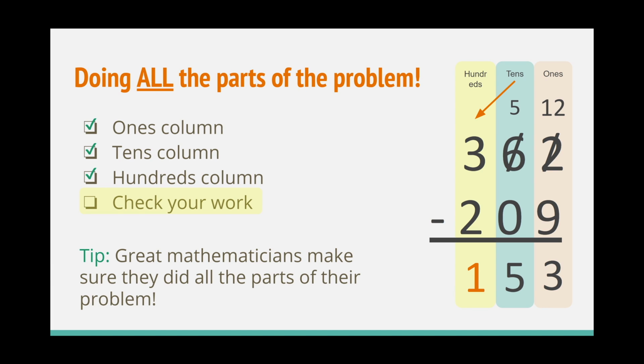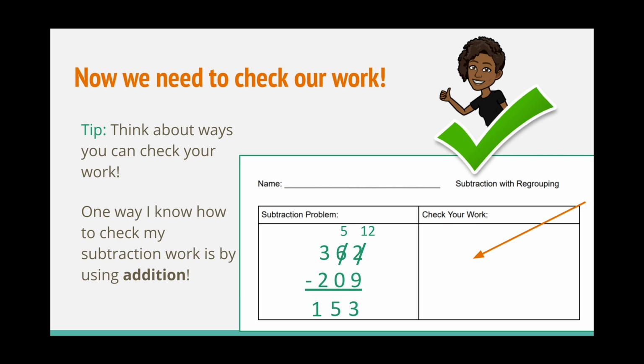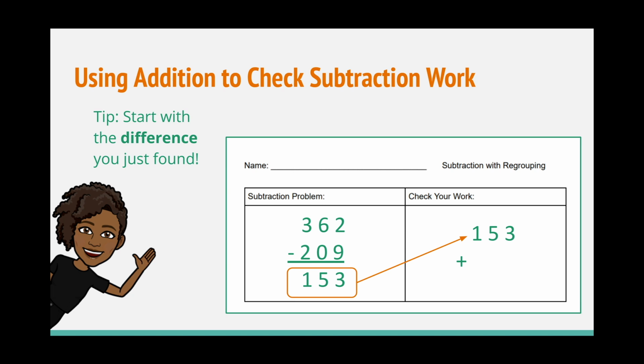Last step, we need to check our work. Let's think for a second. Think about ways you can check your work. One way I know how to check my subtraction work is by using addition. That's the inverse, or the opposite, of subtraction. My tip for you is start with the difference. That's the number we just found. So I got 153, so I'm going to add that to 209. And then I'm going to see, does that equal 362?